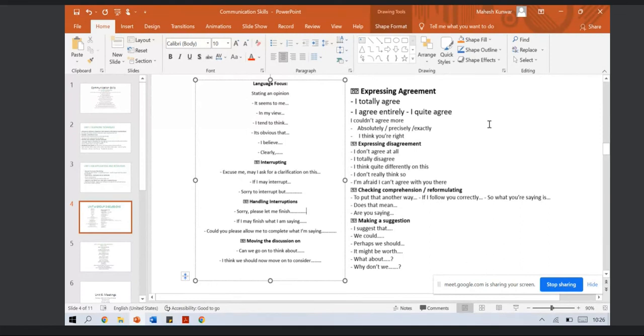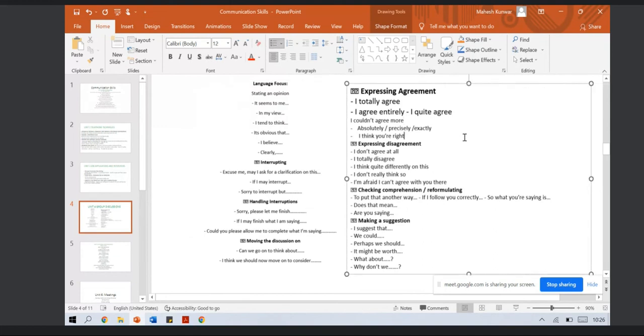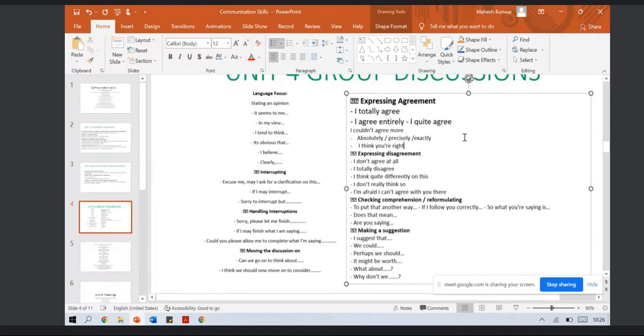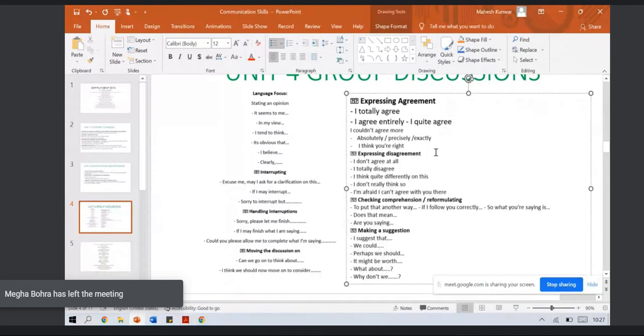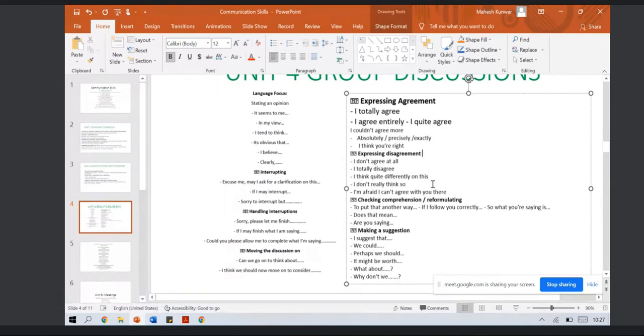If you agree in a group discussion, and someone has shared information or an opinion, you can say, "I totally agree. Yeah, this is exactly what I was also thinking." Expressing disagreement: if you don't agree, "I don't agree at all," "I totally disagree," "I think quite differently on this," "I respect his or her opinion on that, but I think quite differently." This is how you can start your sentence while expressing disagreement.